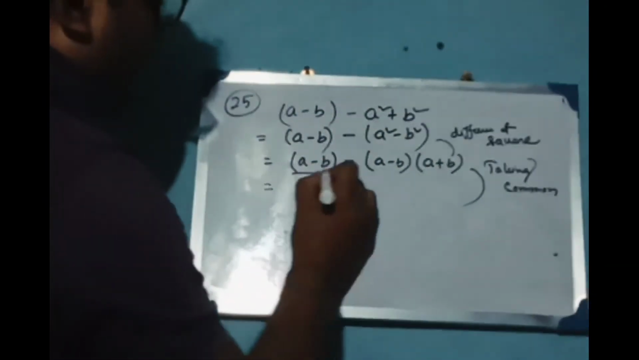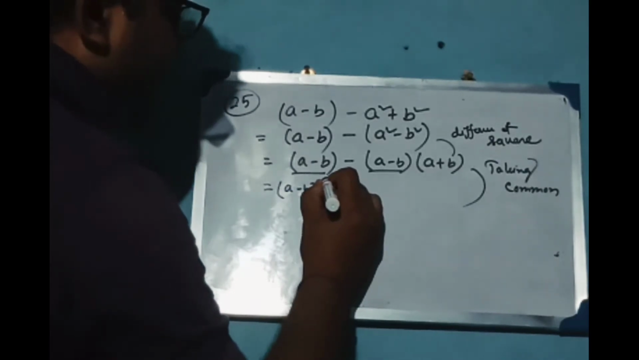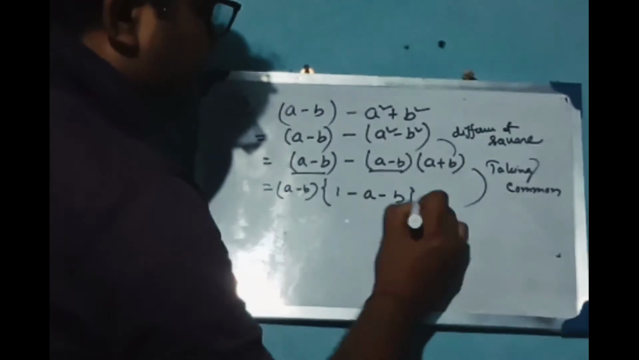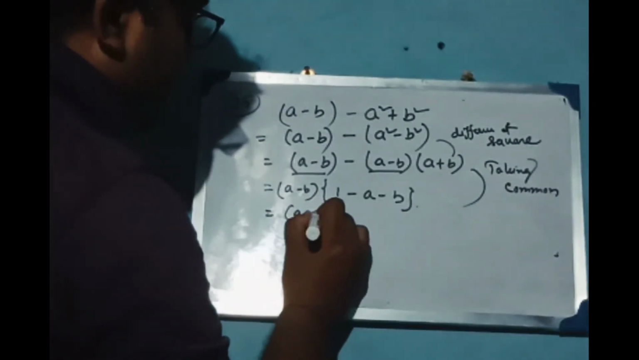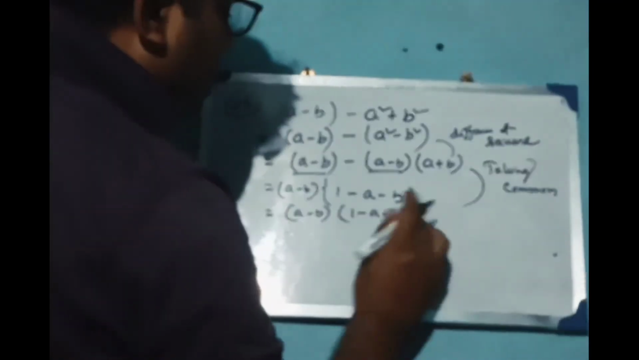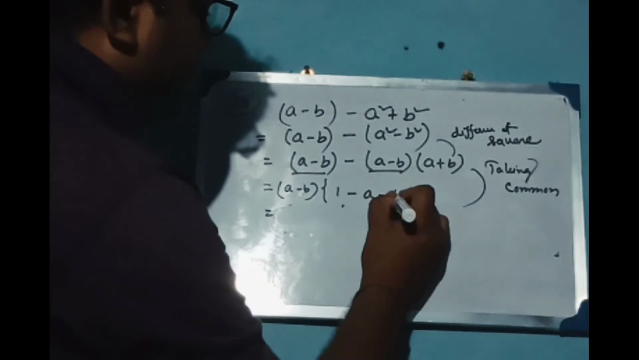So if I take common a minus b over here, a minus b, we get 1 minus a minus b. That means a minus b into 1 minus a minus b. So this is my answer. Actually, this line is not needed to write since I have given one third bracket over here. So this will be the answer.